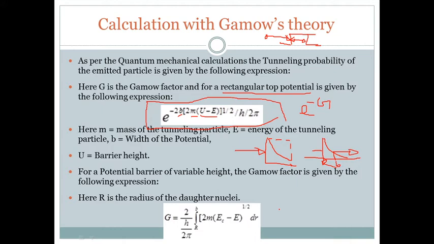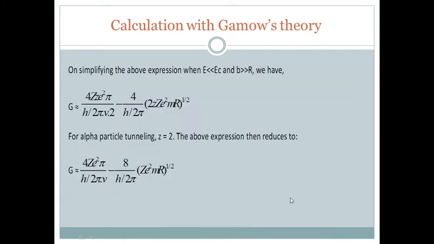We had seen this in the previous lecture, and I'm just revising it. We had also simplified the expression for when the energy is less than the potential barrier and the width is very large compared to the radius of the nucleus, or the daughter nucleus here, through which it is tunneling. Then the Gamow factor is approximated by this expression. Please refer to the previous lecture's PPT or video for this derivation. Students who have not seen them must refer to the previous lecture, otherwise you are not going to be able to follow this particular lecture.